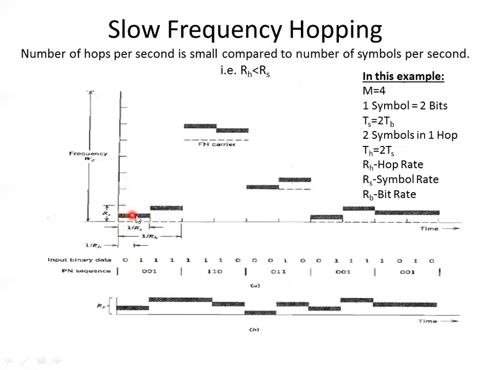Here we have shown that F1 is occupied with this 0, 1, F3 occupied with this 1, 1. Similarly, in this 1, 1, 0, 1, 1, 1, 0, two symbols. So among the 4 divisions, 1, 1 is 3. So this is 3 and 1, 0 is 2. Remaining 2 are empty. Similarly, the rest of the time intervals. So this is about slow frequency hopping.